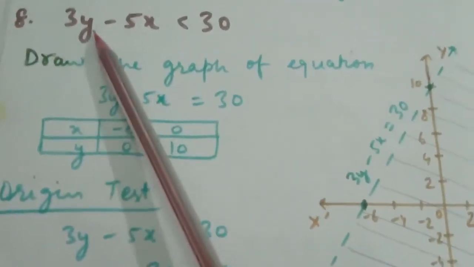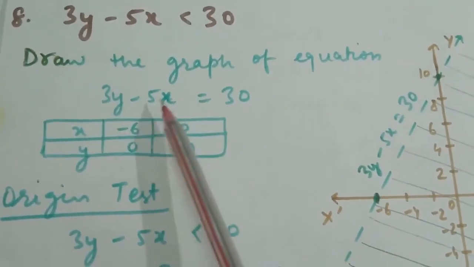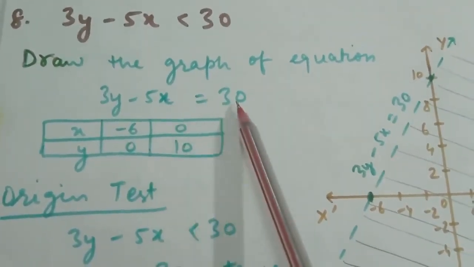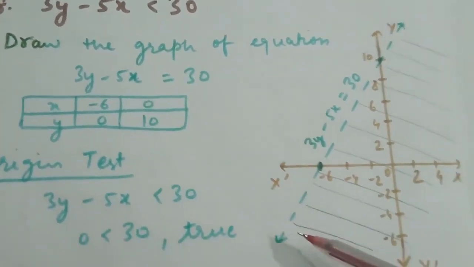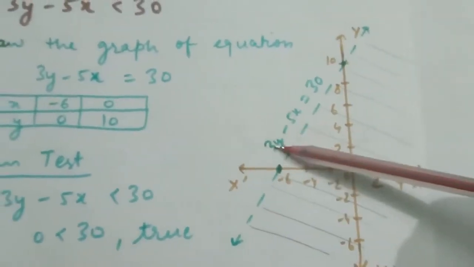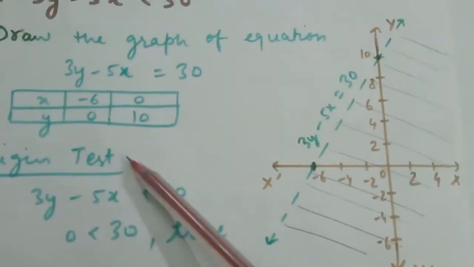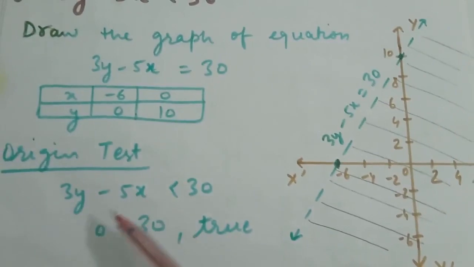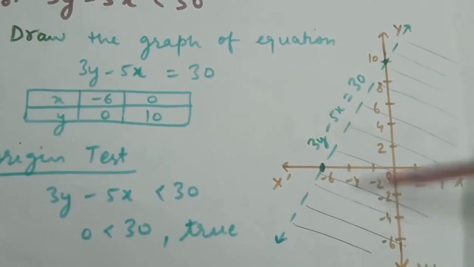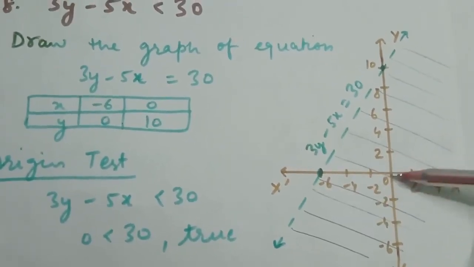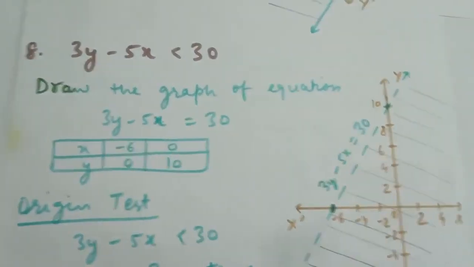Next is 3y minus 5x is less than 30. So first of all, draw the graph of the equation 3y minus 5x equal to 30. In the question equality is not there, so draw the dotted line. We'll draw this dotted line. See, this is the graph of the equation 3y minus 5x equal to 30, right? Doing the origin test, put 0, 0 in place of x and y, you will get 0 less than 30, which is true. Therefore, we will shade this portion which includes the origin, right? So this portion will be the solution of this inequality.